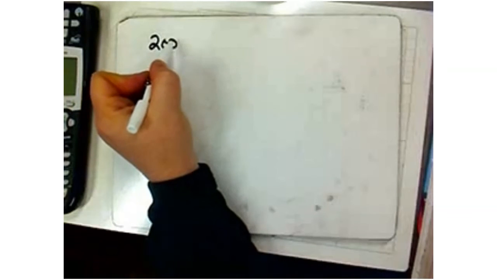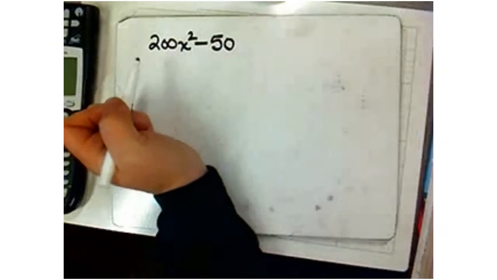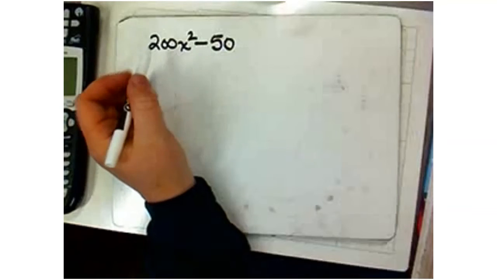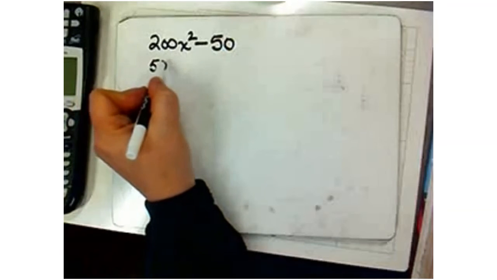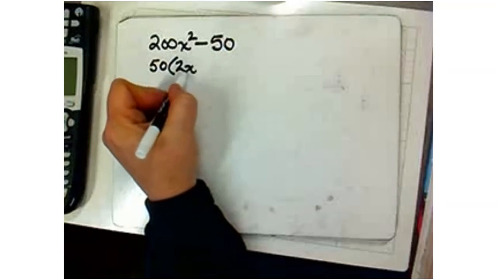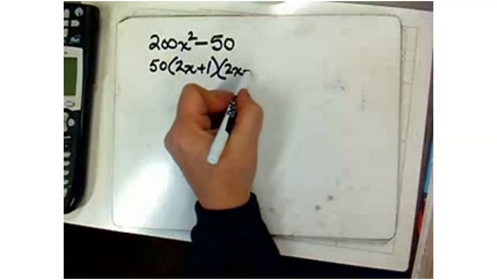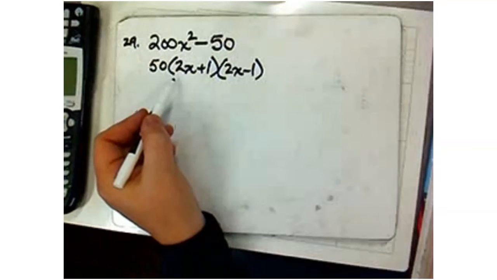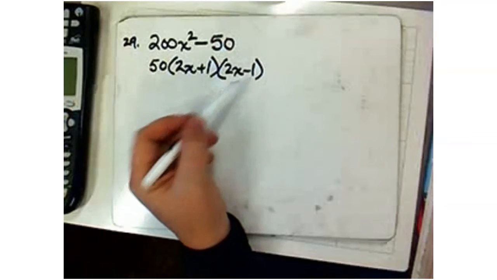So number 29 is 200 x to the second power, bring it on down, minus 50. And the answer is 50, open paren, 2x plus 1, close paren, open paren, 2x minus 1, close paren.